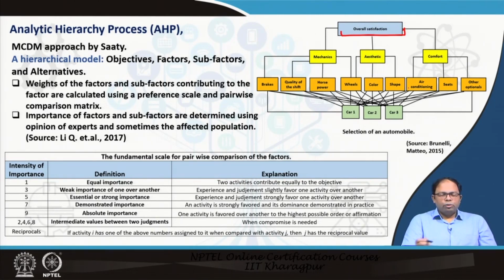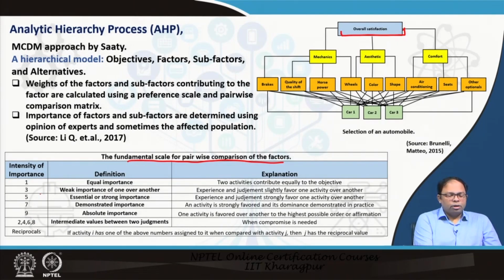That means we take two examples, like brakes and quality of shift for mechanics, and compare which one is more important. Using that pairwise comparison we create a matrix, and the score given to the matrix looks like this. We call it the fundamental scale for pairwise comparison of factors, where from 1 to 9 we have different scores as per intensity of importance. 1 is equal importance: two activities contribute equally to the objective, whereas 9 is absolute importance: one activity is favored over another to the highest possible order, and in between scores are like that.